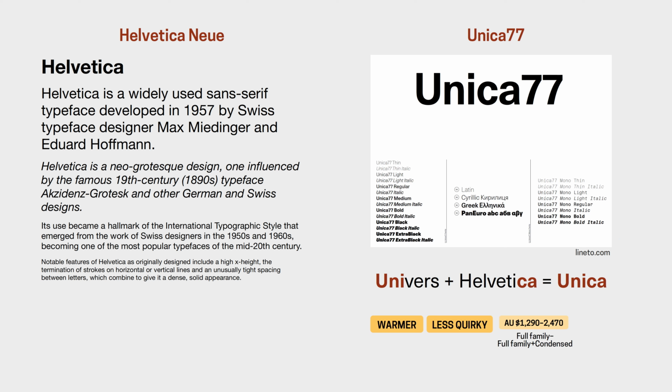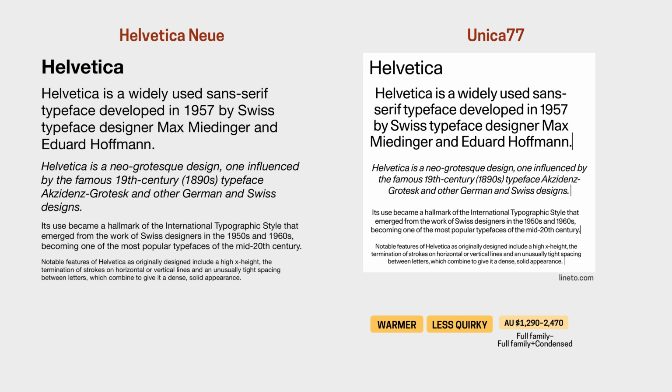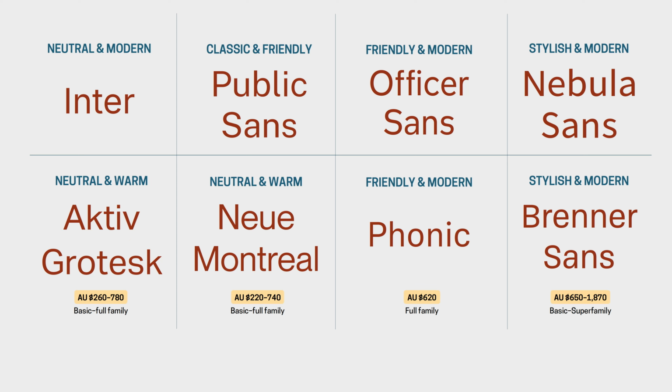Second is Unica 77 from Lineto. Like Aktiv Grotesk, Unica was designed as a hybrid of Universe and Helvetica, taking the best parts from each. That heritage is literally in the Unica name. Unica 77 is an excellent revival of the original Unica, though it is quite expensive. I do have a trial version of this typeface, but the trial license doesn't let me include these fonts in my video. So for the comparison with Helvetica, I'm showing screenshots from the Lineto website of the sample text set in Unica 77. But honourable mentions aside, these 8 typefaces are still my main recommendation.